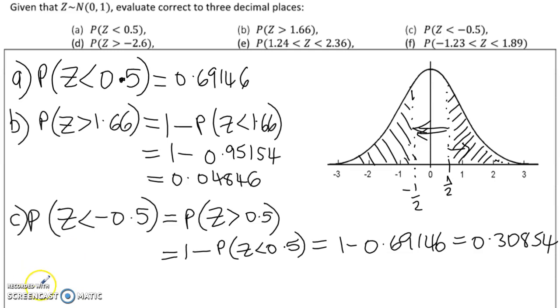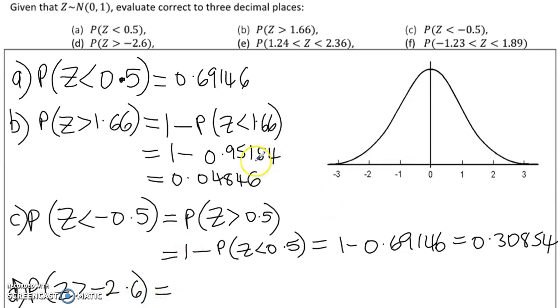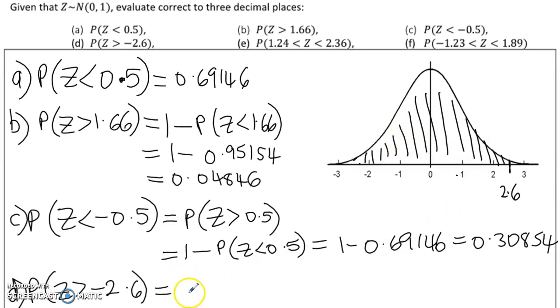In part D, it's a bit of a combination of B and C. We've got greater than, and we've got a negative z value. So how should we deal with these? Well, let's look at the diagram. Minus 2.6 will be about there, and the greater than tells me I want the area to the right of minus 2.6. So the total area to the right, using the symmetry of the normal distribution curve, hopefully you can see that will be exactly the same area as the area to the left of positive 2.6. So the probability z is greater than minus 2.6 is the same as the probability z is smaller than positive 2.6.